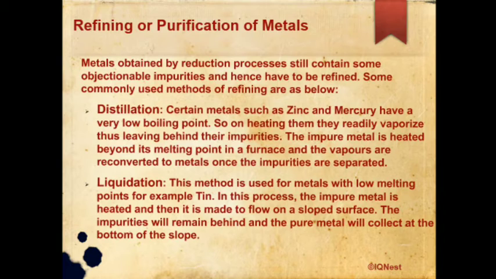The next one is liquidation. So what is liquidation? This method is used for metals with a low melting point, for example tin. In this process, the impure metal is heated and then made to flow on a sloped surface. The impurities will remain behind and the pure metal will collect at the bottom of the slope. So that is the liquidation process.